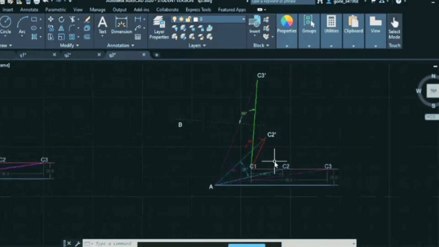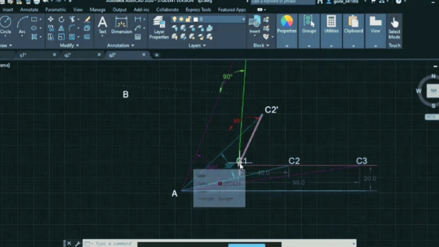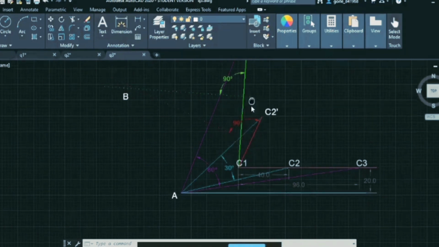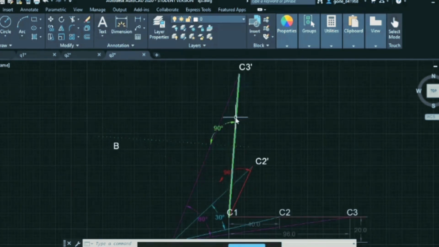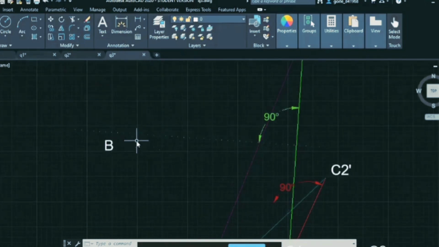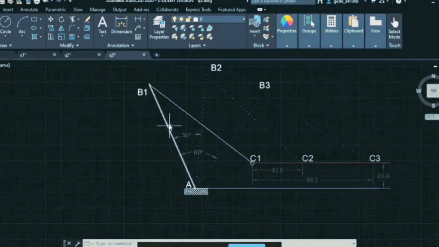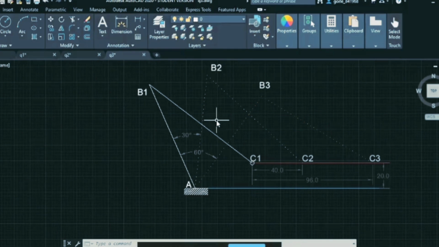Moving on, join C1, C2 dash by this red line and then construct a 90 degrees perpendicular bisector and extend it. Similarly, join C1, C3 dash by this green line, construct a perpendicular bisector and extend the line up to a certain distance. The intersection of these two bisectors gives us the point B. B is the required point. Therefore, by connecting A, B1 and then C1, we get the required slider crank mechanism. Here AB1C1 is the required slider crank mechanism.